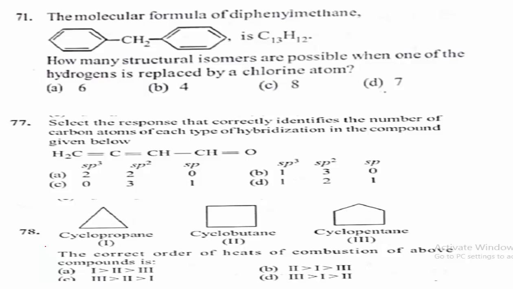Next, question number 71. The molecular formula of diphenylmethane is C13H12. Okay, how many structural isomers are possible when one of the hydrogens is replaced by a chlorine atom?